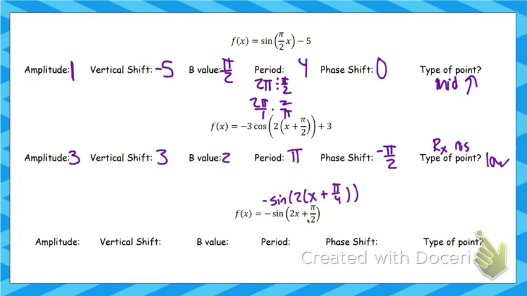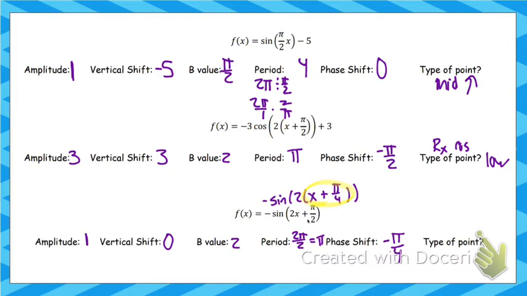So now the amplitude, there's nothing there, so it's 1. Vertical shift, there's nothing there, so it's 0. Because remember, adding 0 doesn't change, multiplying by 1 doesn't change. If the amplitude was 0, this graph wouldn't exist. All right? If the vertical shift was 1, it actually would go up 1. The b value is 2, so the period is 2 pi divided by 2. And then the phase shift, this is why we need to factor it out. Our phase shift is going to be a negative pi over 4.